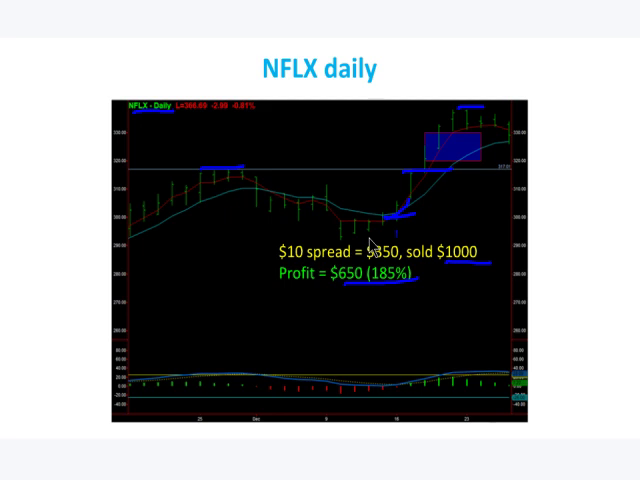Now, this kind of pattern, a moving average cross, happens all the time. So that's one example of the power of spreads.